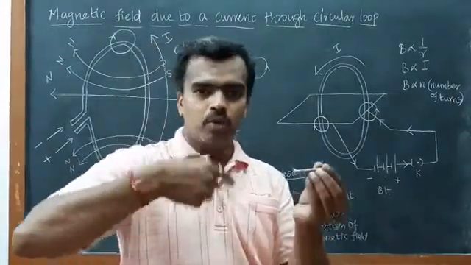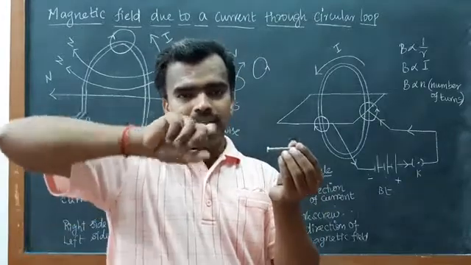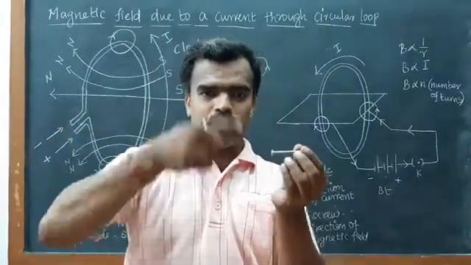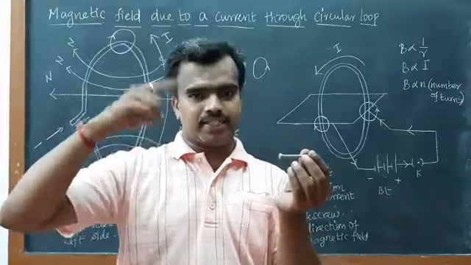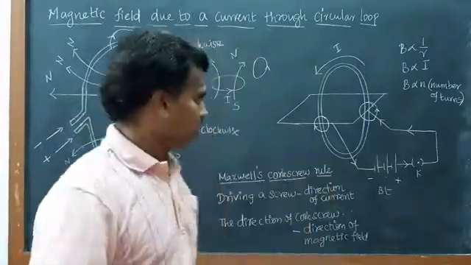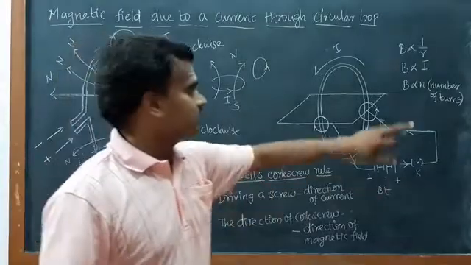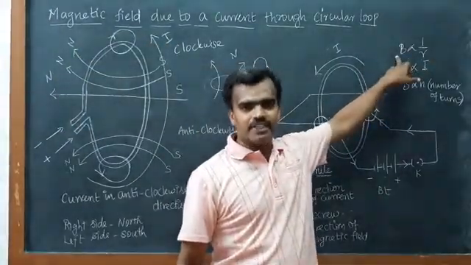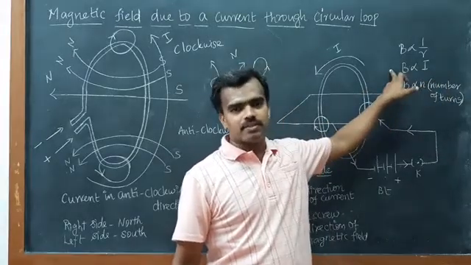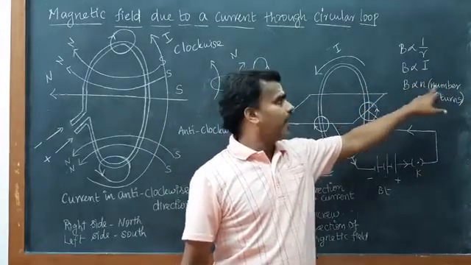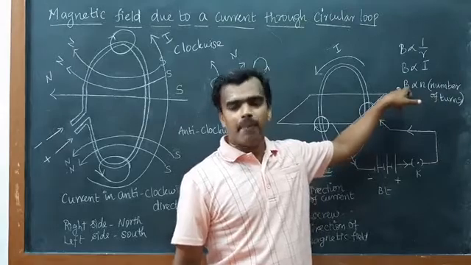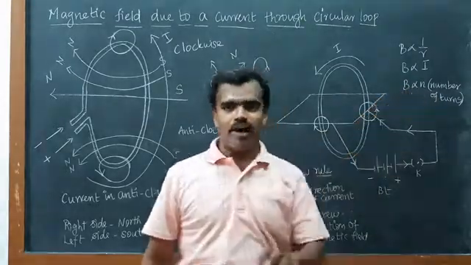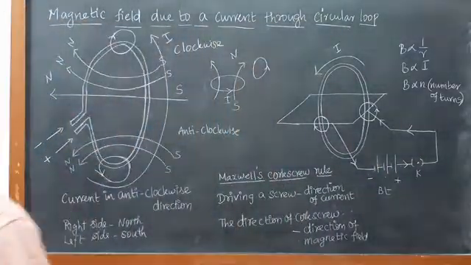Suppose you want to loosen that screw, what will happen? The direction of current is in the opposite direction, and that time the screw will rotate in the anti-clockwise direction. Clear? So the basic concept here is: as R increases, the magnetic field value decreases; as I increases, the magnetic field value increases; and as the number of turns increases, the magnetic field value also increases. This is the basic concept for the solenoid. I hope you understand well.